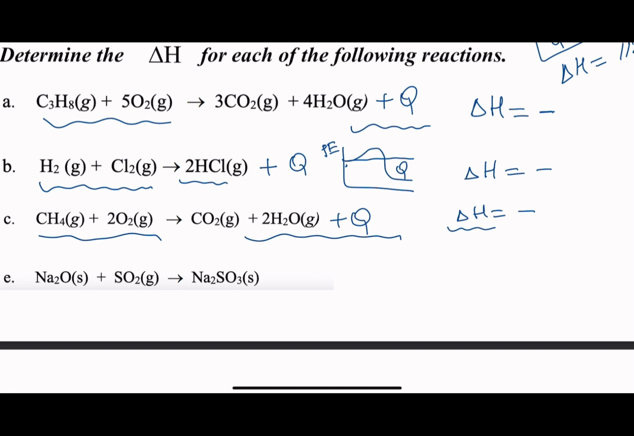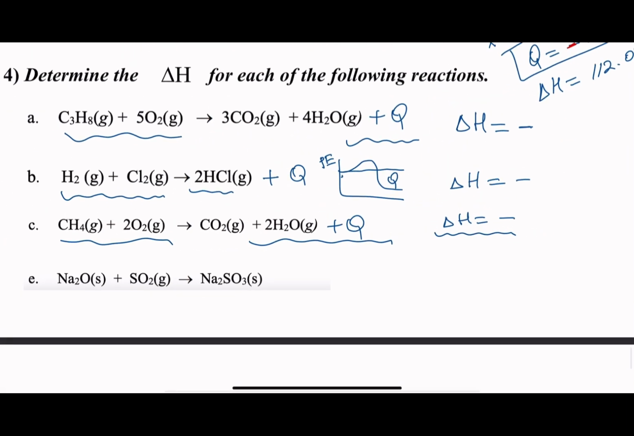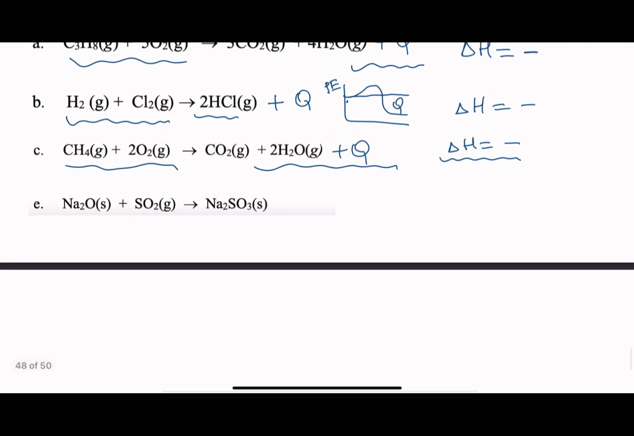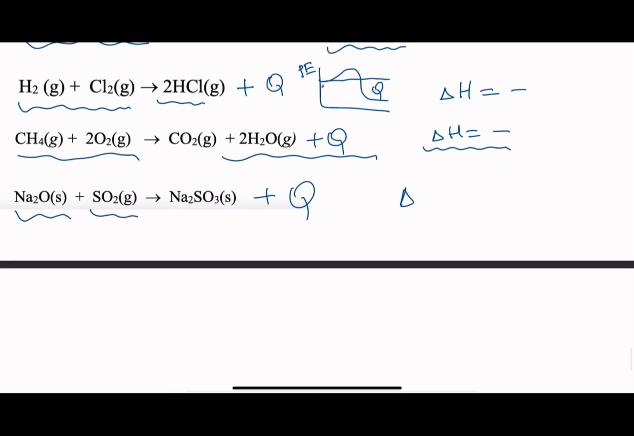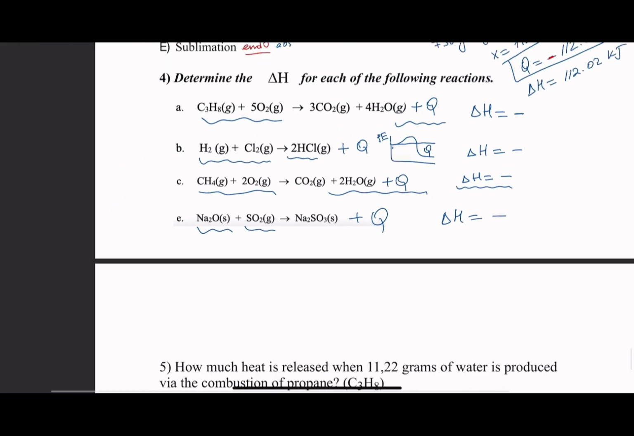Our heat content is going to be dropped down. That's why it is negative. Now this is combination again. Now they are combined. We again lost the heat. New bonds are made. The delta H is going to be negative.